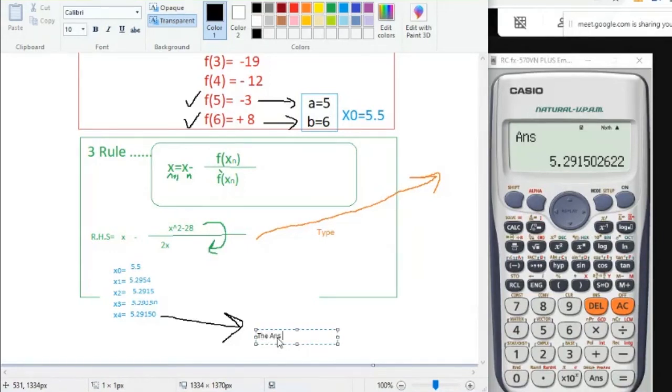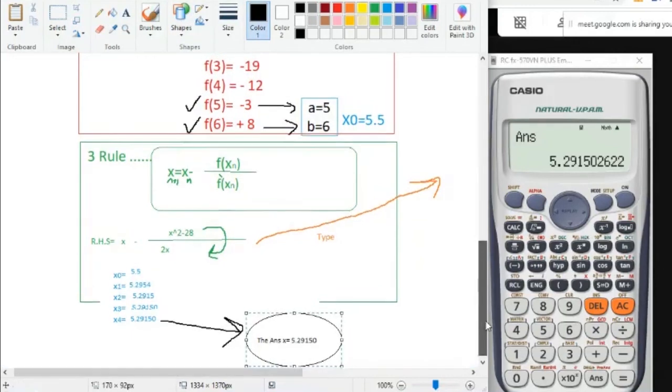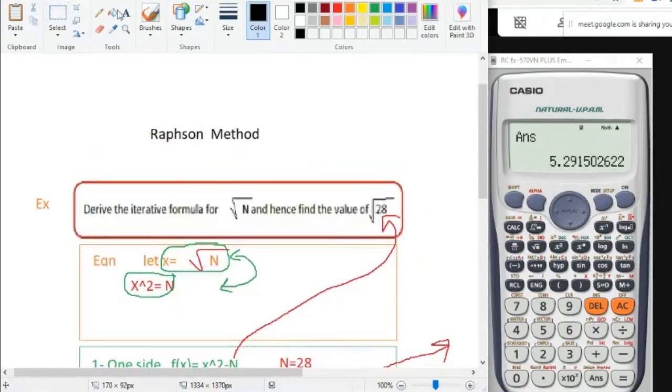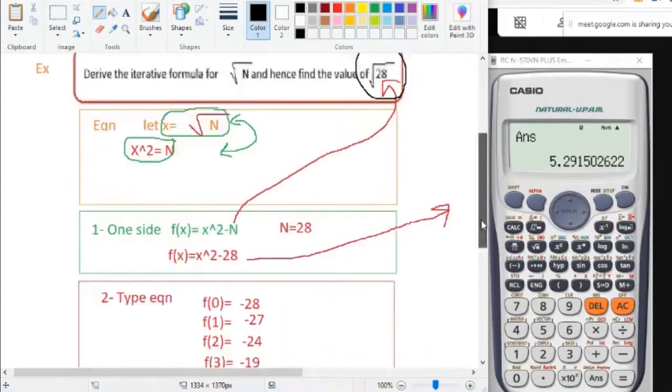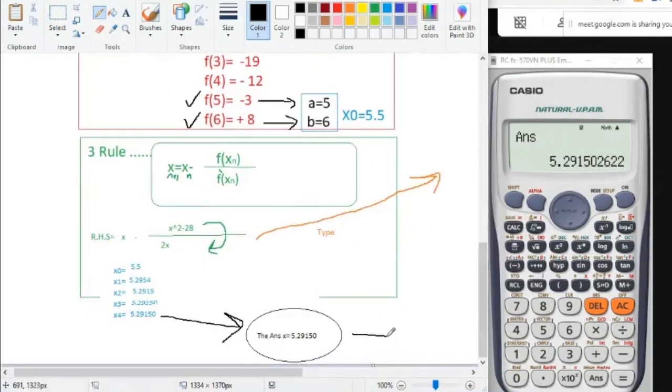Look, I would like to ask you one question. The final answer, 5.2915, which we did together, represents the root of this number, is it correct? Then the root of this number, 28, will be this. I will write here to be clear. This is the root of 28, correct or wrong?